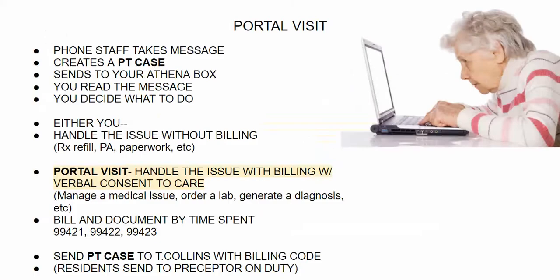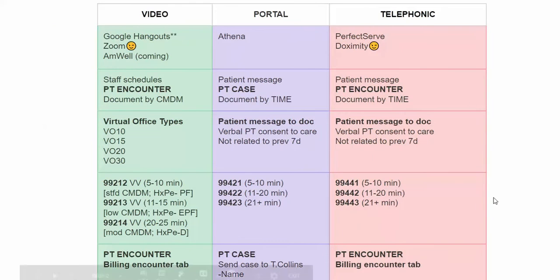Okay, so we have reviewed the 3 types of virtual visits: the video visit, the portal visit, and the telephonic visit. We have also said that the video visit and the telephonic visit are going to be patient encounters, unlike the portal visit, which is a patient case. And the video visit is going to use these E&M codes with a VV modifier, like what we're doing now, the closest thing that we have to a real visit.